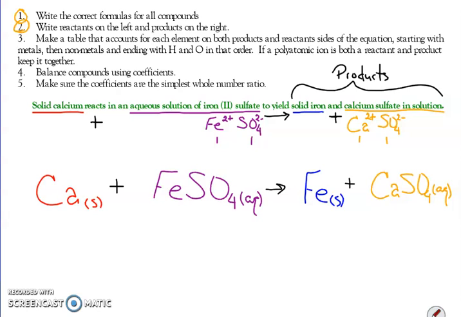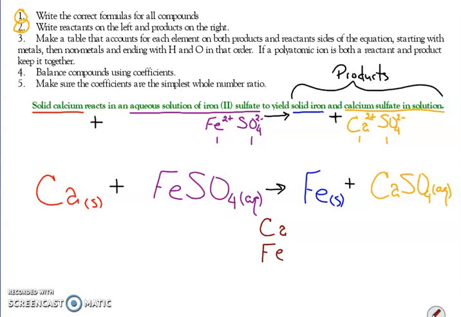I suggest you start with metals, go to nonmetals, and then end with hydrogen and oxygen in that order. If it ends up that you have a polyatomic ion that is on both sides of the equation, keep it together. It'll make your life a little bit easier. So let's look at Ca is a metal, Fe is a metal, and I'm doing this right underneath the arrow.